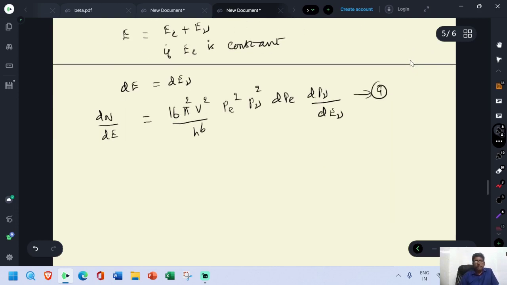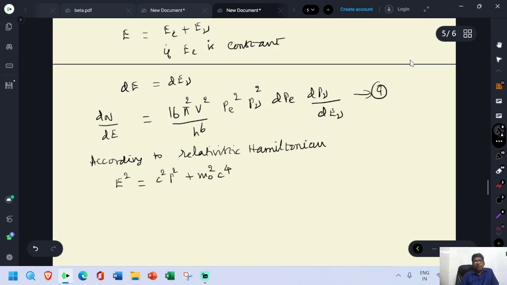Now, according to the relativistic Hamiltonian, E square equal to C square P square plus M0 square C power 4. Here this term is the rest energy term.